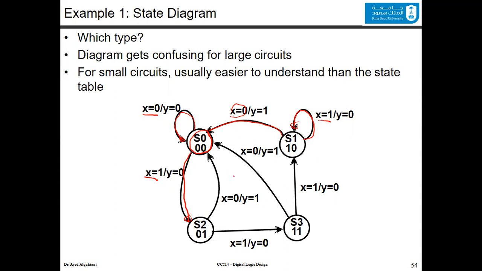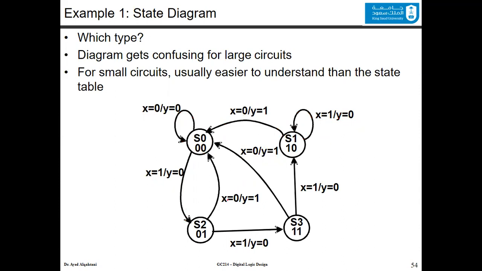Now, the outputs for this state diagram are shown in the arcs. Meaning, for example, let's take this arrow. If the present state is S3, which is 1, 1, and the input x is equal to 0, then the next state would be 0, 0, and the output would be equal to 1.